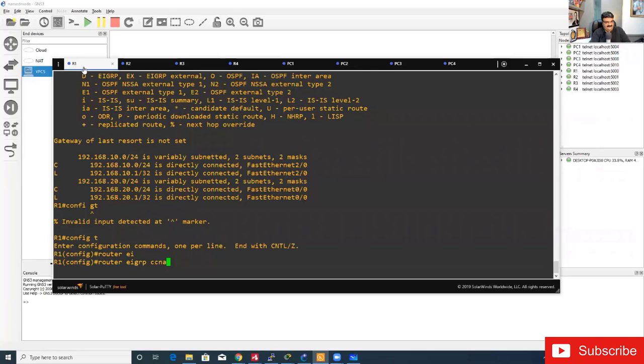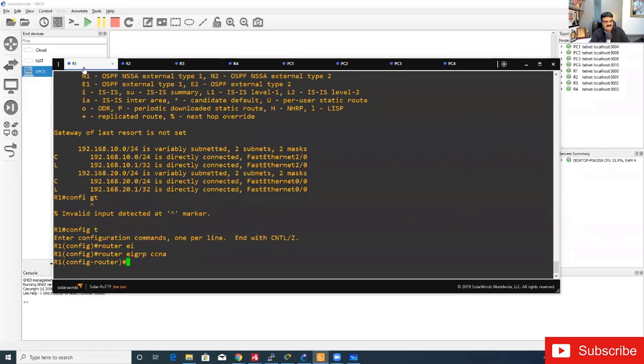This is a named mode, you can give any name, it doesn't depend on the neighbor. Okay, you can give CCNA over here. If you want to give CCNP over here, no worry, this is a local value, right? So it is router EIGRP CCNA. Now I want to configure IP version 4.